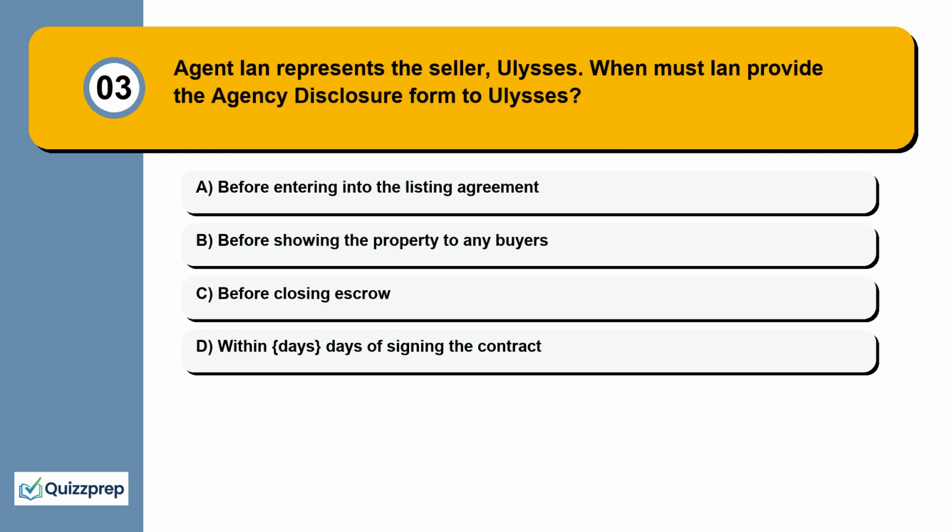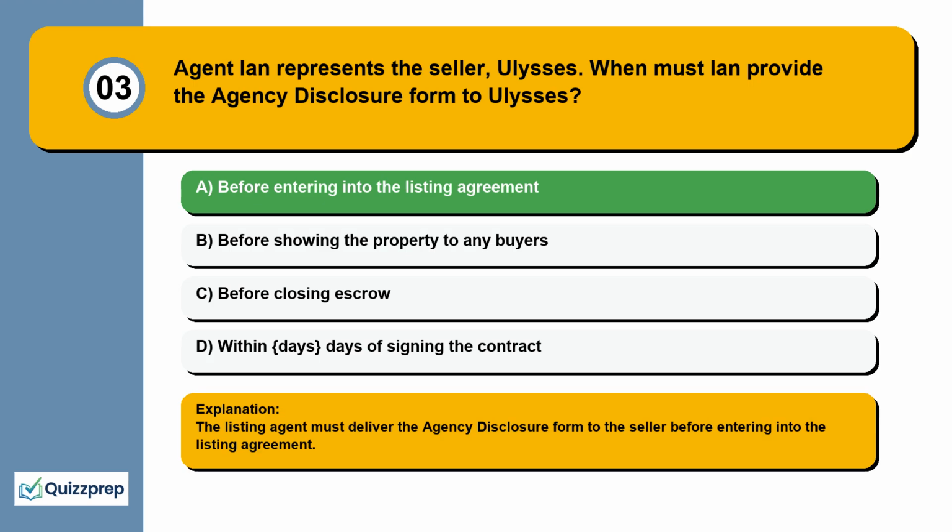Question 3. Agent Ian represents the seller, Ulysses. When must Ian provide the agency disclosure form to Ulysses? Before entering into the listing agreement. Before showing the property to any buyers. Before closing escrow. Within days of signing the contract.